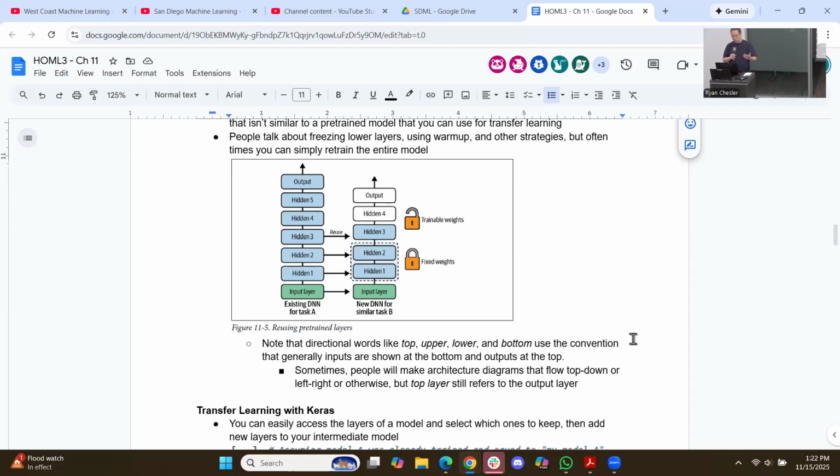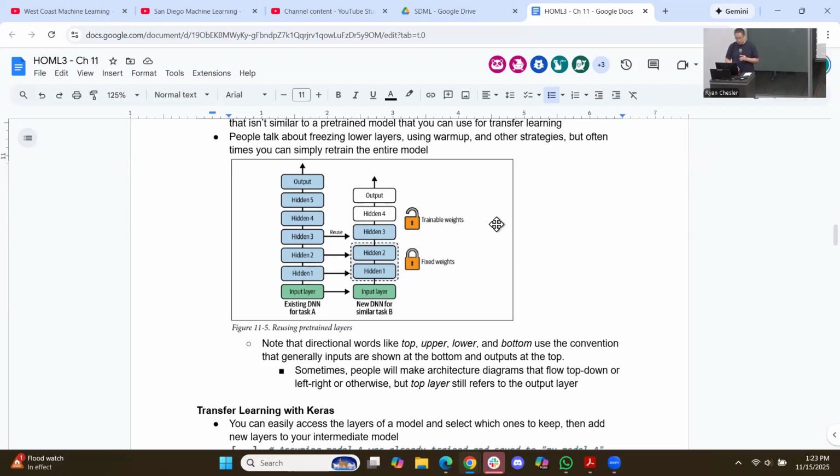I also wanted to add this note here because this confused me at first. You will hear words like top, upper, lower when we're talking about the layers. If you see this diagram here, which is about freezing, but regardless of whether it's about that or not, you'll notice that the inputs are at the bottom of the diagram and the outputs are at the top. This was an early convention with neural networks. If I'm creating a generic flow chart, usually I do it the other way: the inputs at the top and the outputs at the bottom. So just know that this is the convention with neural networks.